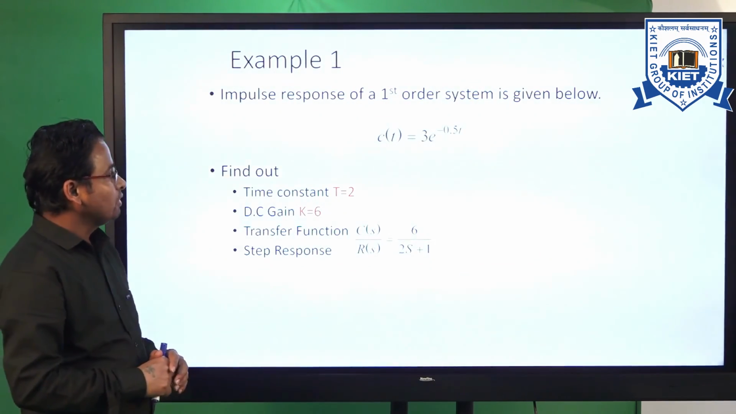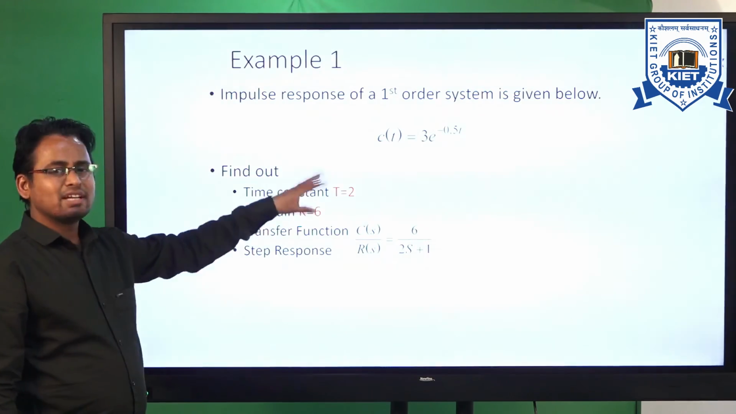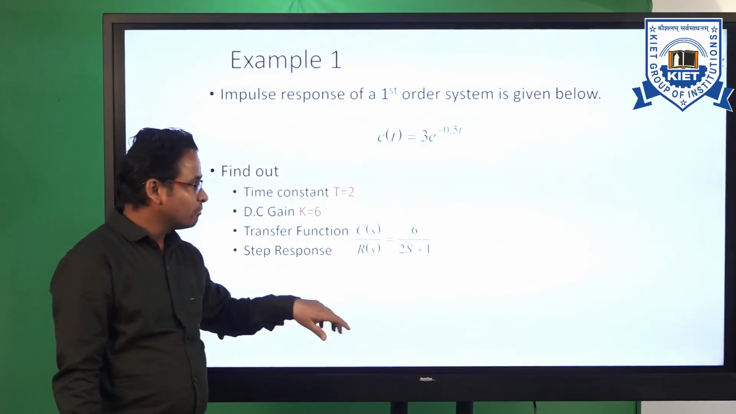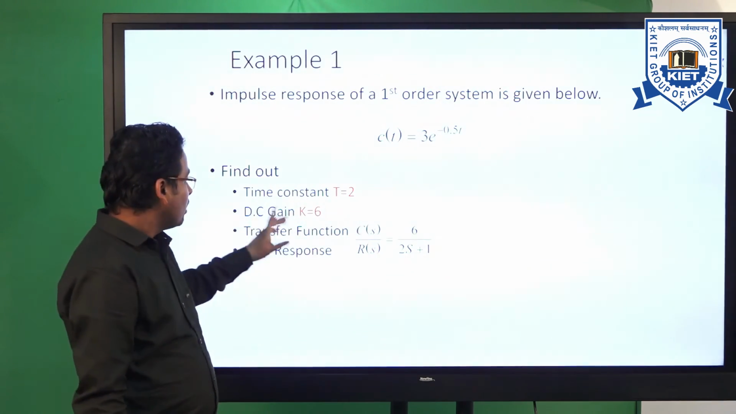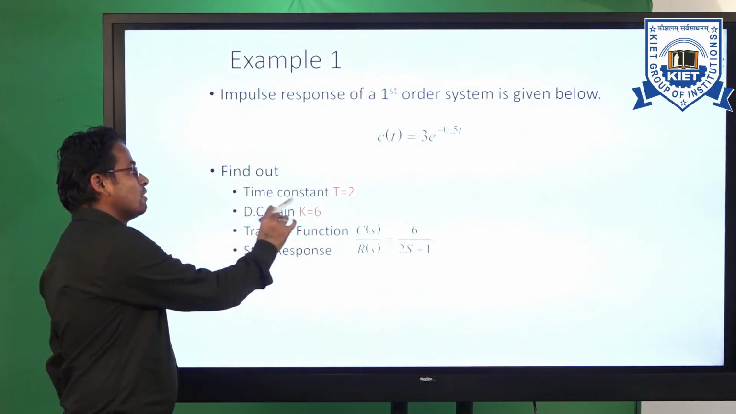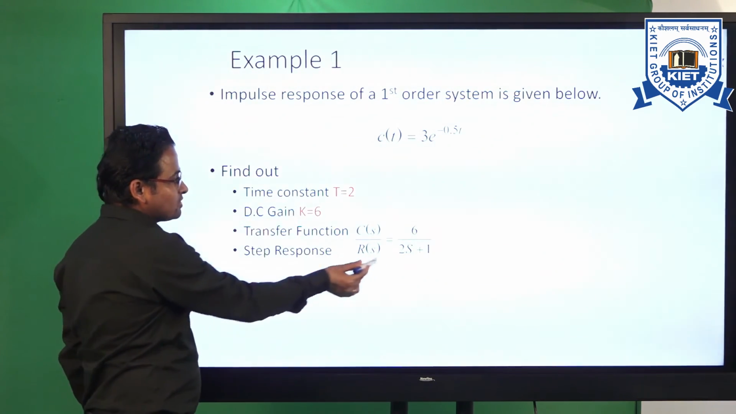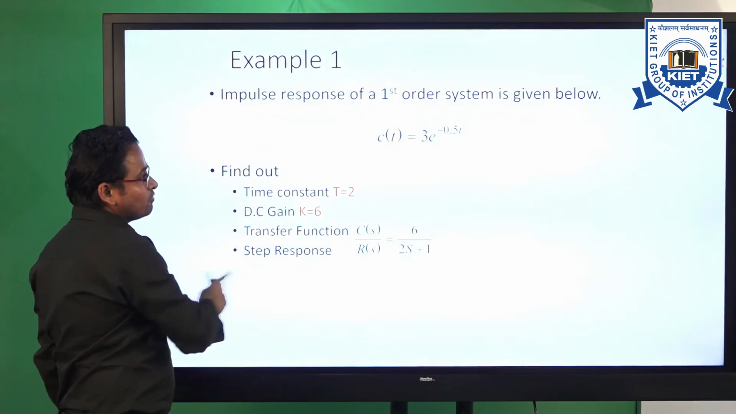Now again a similar example. Okay, so we are not discussing this particular term because those are similar terms. Also in this, the time constant is 2, the DC gain is 6, and the transfer function is like this one. So come to the next.